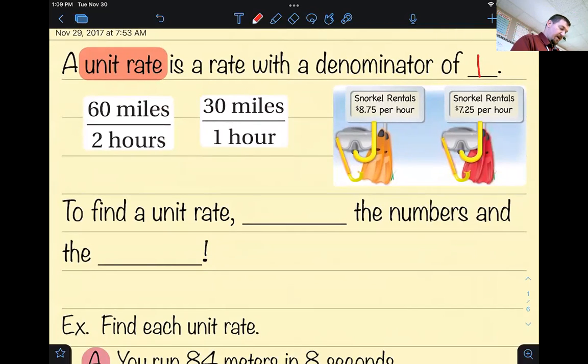To find a unit rate, you have to divide the same way you would divide 60 divided by 2 to get 30 miles in 1 hour, 30 miles per hour. And then you also have to label. Unit rates have 2 labels, not just one.